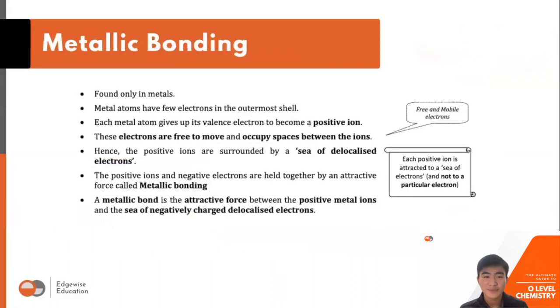Okay, let's move on. Now, last one, metallic bonding. There are 3 types of bonding. Let's recap again: ionic bonding, covalent bonding, and metallic bonding. Ionic is between metal and non-metal. Covalent is between non-metal and non-metal. Metallic bonding, as the name suggests, is metal-metal. Now, metallic bonding is found in metals. Metal atoms have very few electrons in their outermost shell. For example, sodium has 1 valence electron.